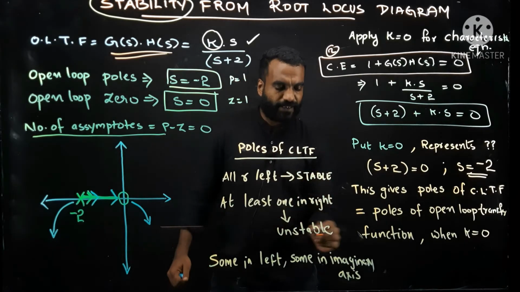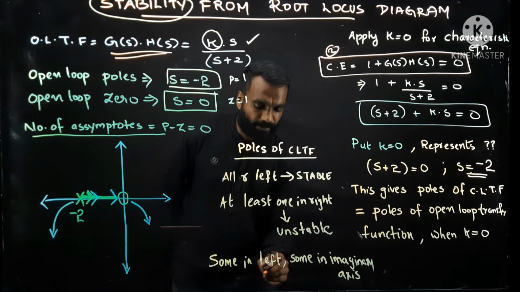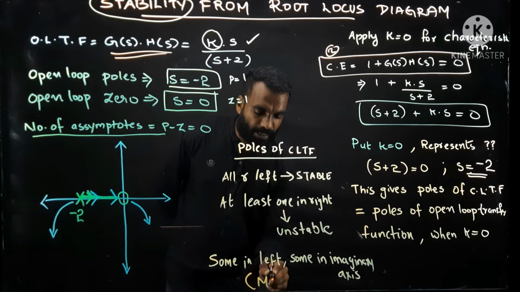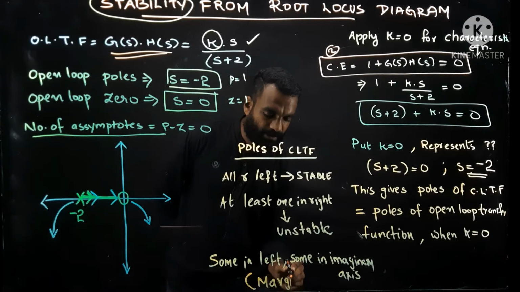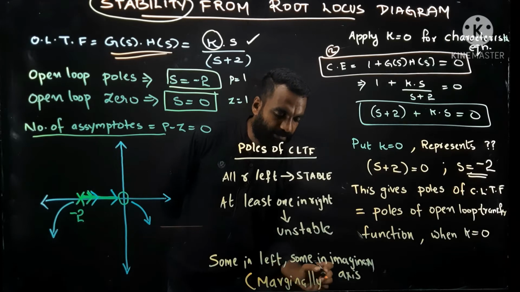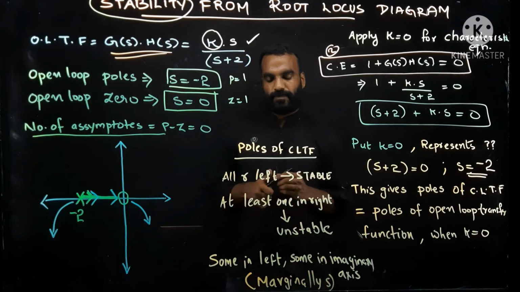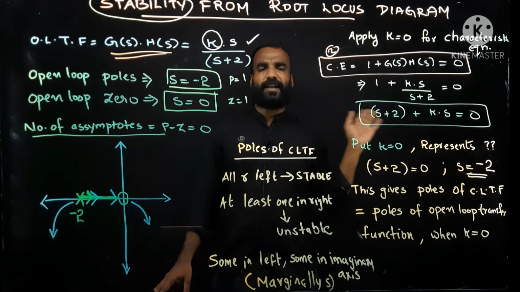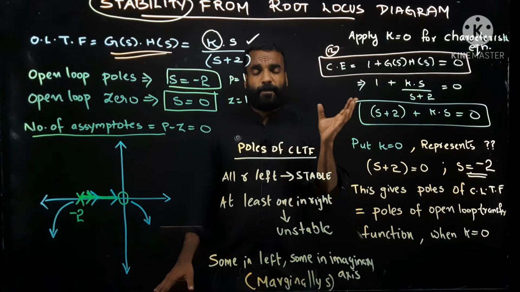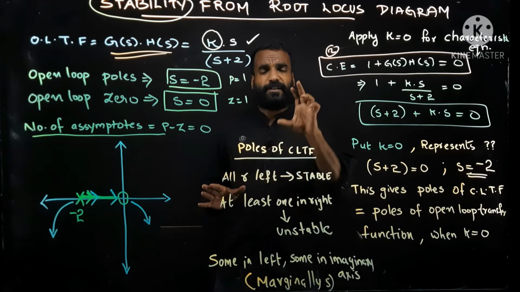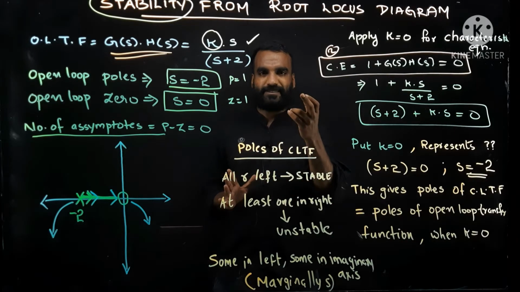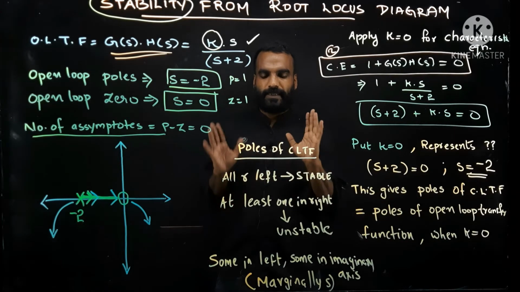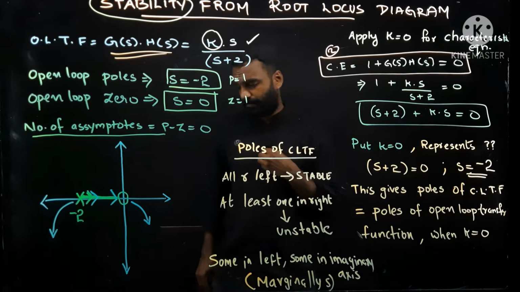So, some in left and some in imaginary axis means marginally stable. All are left, stable. At least one in right, unstable. Many of the poles are left and some poles are on the imaginary axis, marginally stable. This is the condition you have to remember.